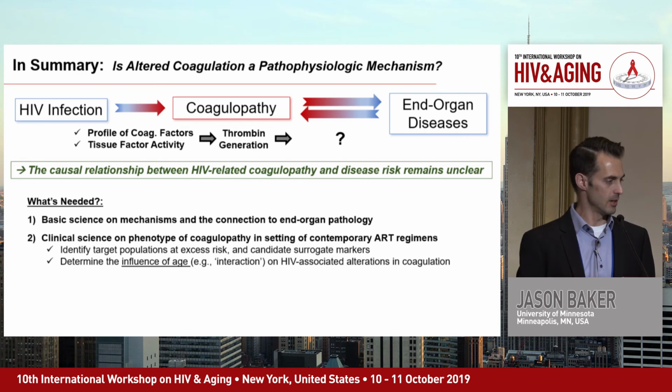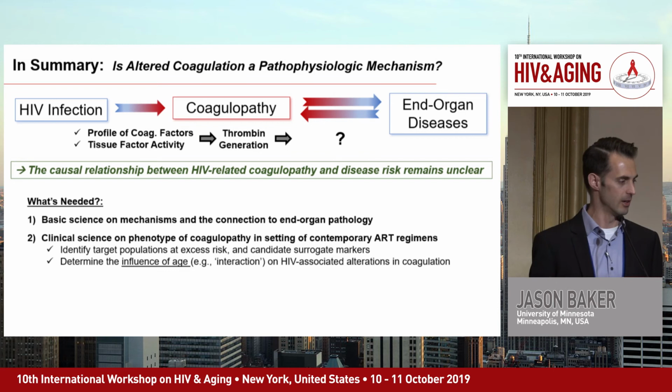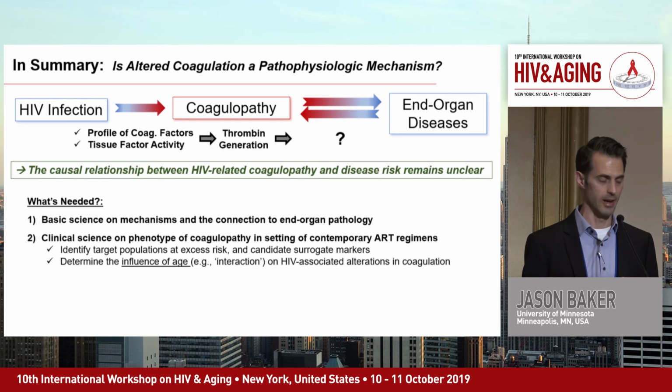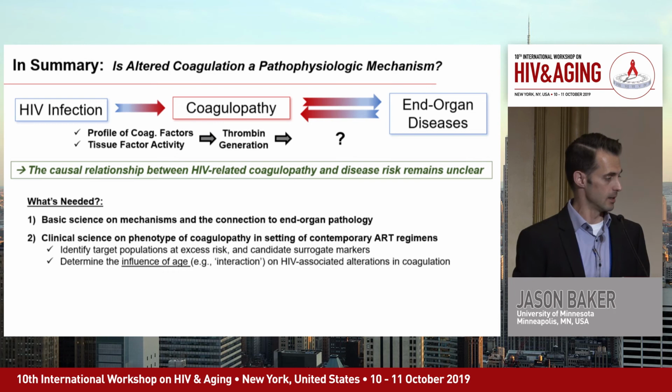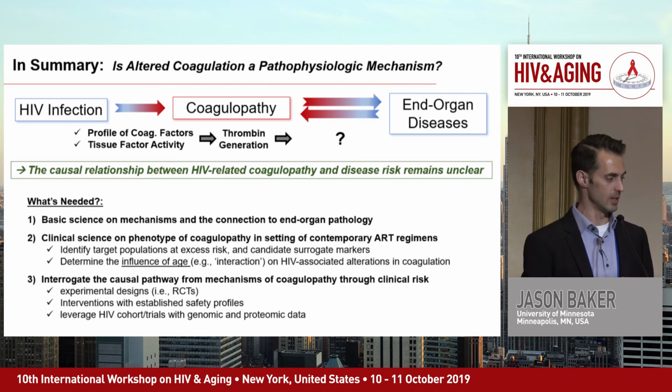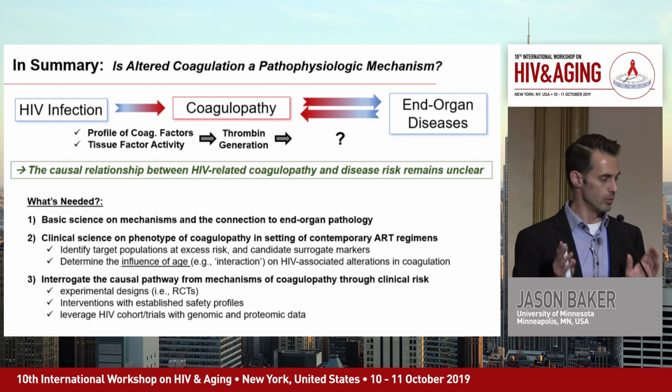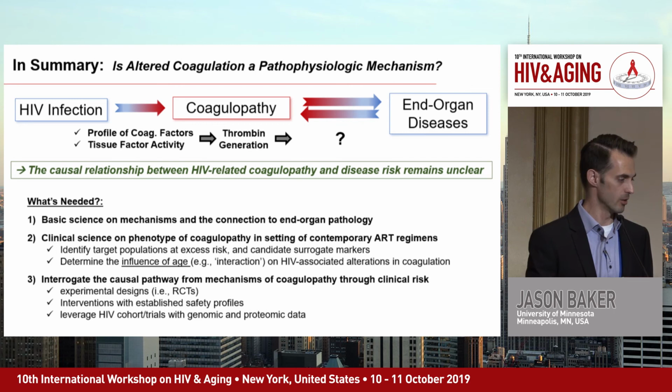And I really think an untapped area here is how advancing age influences this biology I've been trying to lay out here. What is the nature of the interaction, if there is an interaction, whether it's subadditive or additive, or could this become more of an issue if HIV is altering this biology in the same way that it does with advancing age? And then finally, I'll just make a plug for randomized interventions. I think we need to interrogate these different mediators and hypothesized links through well-designed experimental studies and leverage large cohorts with genomic and proteomic data.